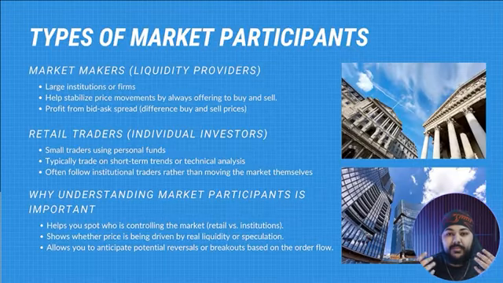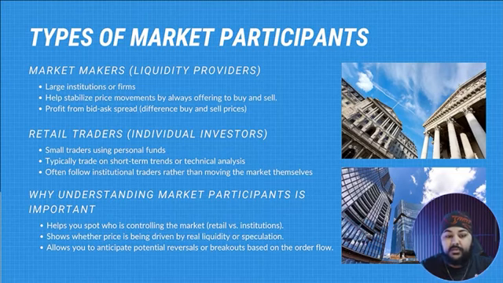To understand supply and demand further, you need to understand the types of market participants and who we're trying to trade like. There's market makers and liquidity providers, which are large institutions and firms. They help stabilize price movements by always offering to buy and sell. They profit from bid and ask spreads, the difference between the buy and sell prices. And then there's retailers, the brokies, the poor people like me and you. They're small traders using personal funds.